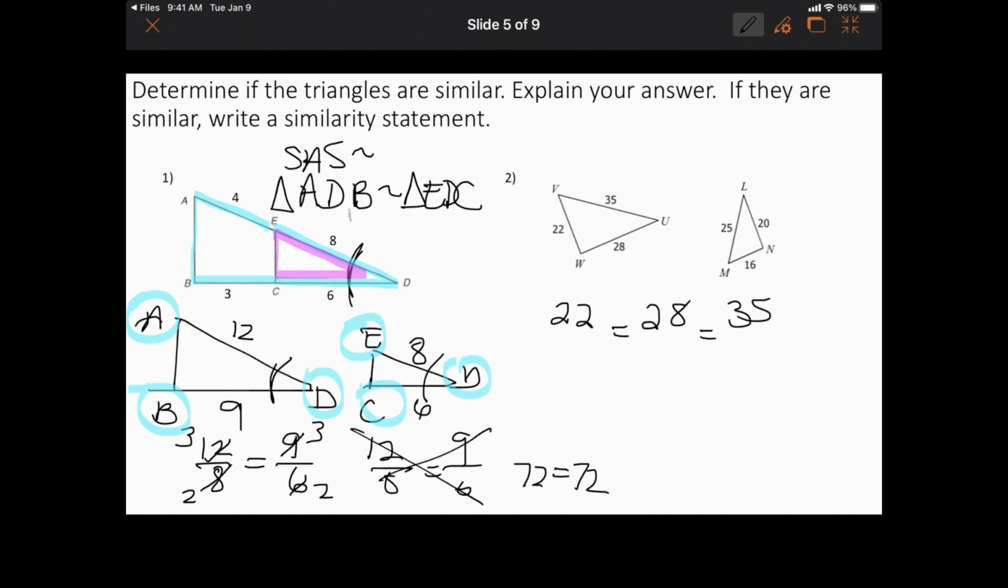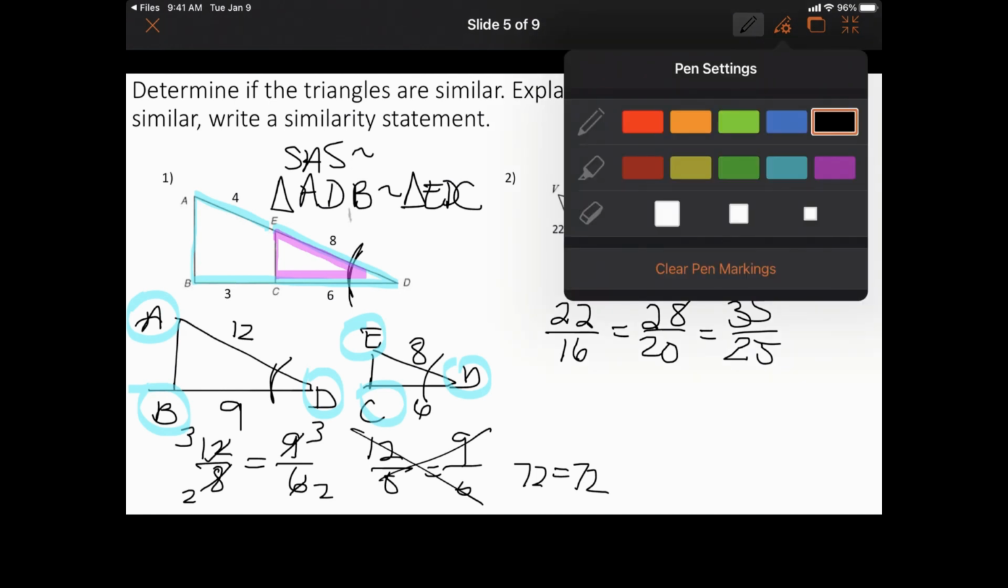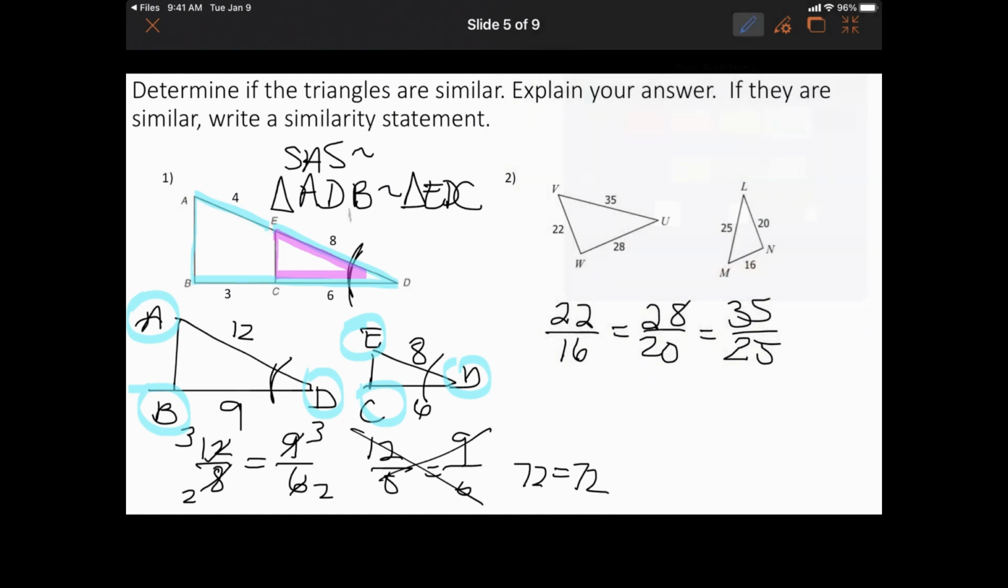Okay, so then I'm going small to large. The smallest one here is 16, then 20, and then 25. So I'm going to reduce that. I reduce that first one, and what do you get? Divide by 2, 11 over 8. This one, the common factor is 4. That's 7 over 5, and this one's 7 over 5. So are they all the same? No, they're not. This one's different. So no, they're not similar.